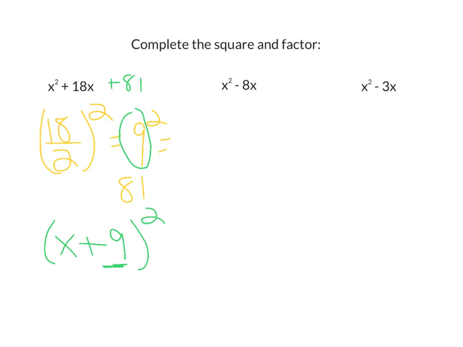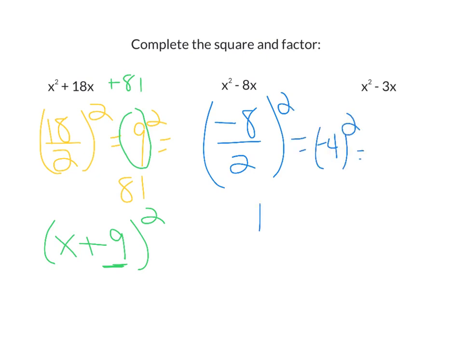Now let's look at the example of x squared minus 8x. Again, I'm going to take my coefficient in front of x, negative 8, and half it and then square that result. Half of negative 8 is negative 4, and negative 4 squared is 16, which means that I need to add 16 onto the end of my binomial. When I factor it, it's going to be (x - 4) squared. Remember, the negative 4 that we get here comes from the negative 4 up here.